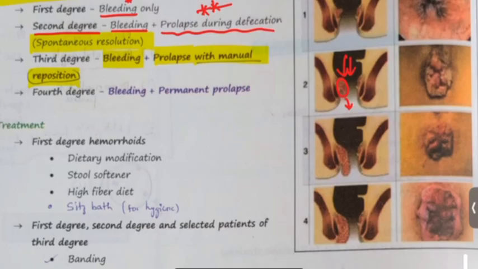So spontaneous resolution is not there. In this case, the patient himself has to push whatever the rectum has prolapsed, he has to push it to its normal position. That is called manual reposition, and that is third degree internal hemorrhoid.